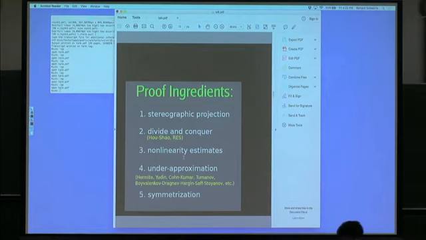So there's basically 5 ingredients in the proof, and stereographic projection is the first ingredient. Rather than consider 5 points on the sphere, you can rotate so that one of the points is at infinity, then consider 4 points in the plane. So that's the first thing. Then there's a notion of, well, I'll get to these ideas.